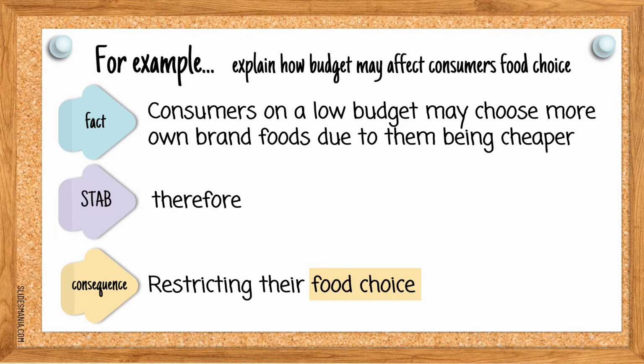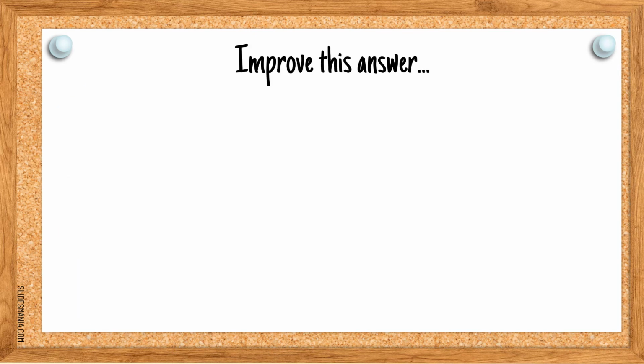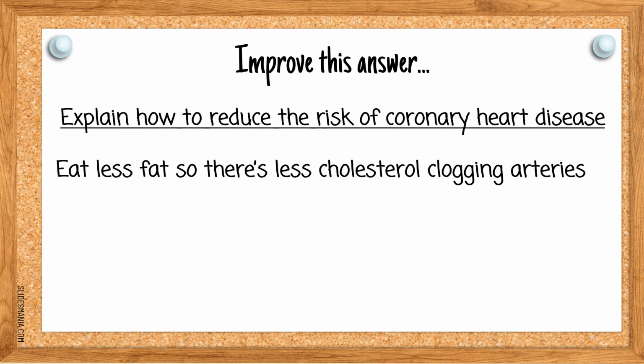In this next part of the video, we're going to think about some potential answers you might write down and you're not quite sure why they've not managed to get a mark. So we're going to look at improving these answers so that you do get a mark and you've fully explained your answers. So if your question was to explain how to reduce the risk of coronary heart disease, and you'd written the answer, eat less fat so there's less cholesterol clogging arteries, you would be correct.